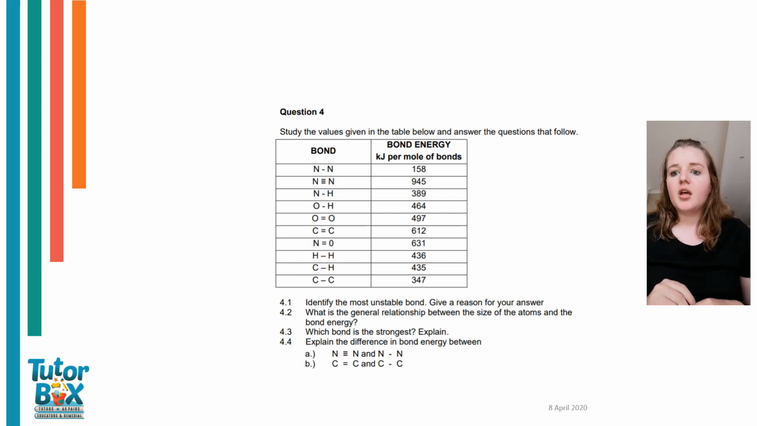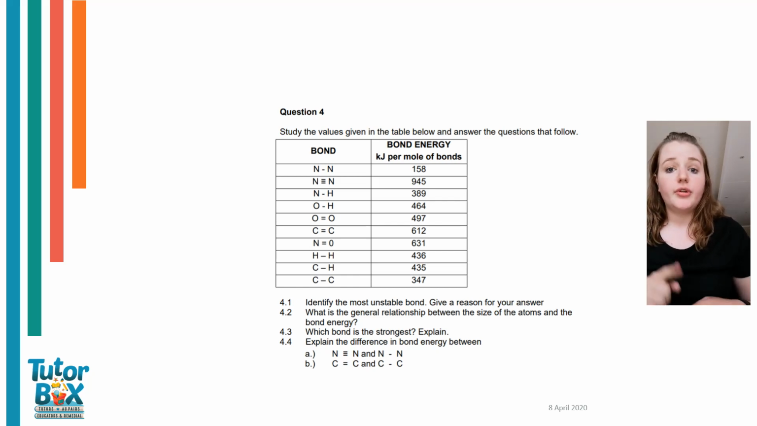Which bond is the strongest? Having a look at this one, the strongest is 945 kilojoules per mole, and that is your triple nitrogen bond. The reason it is the strongest is because, first of all, there are 3 bonds, which make it a lot more difficult to break, and the fact that it has such a high bond energy.